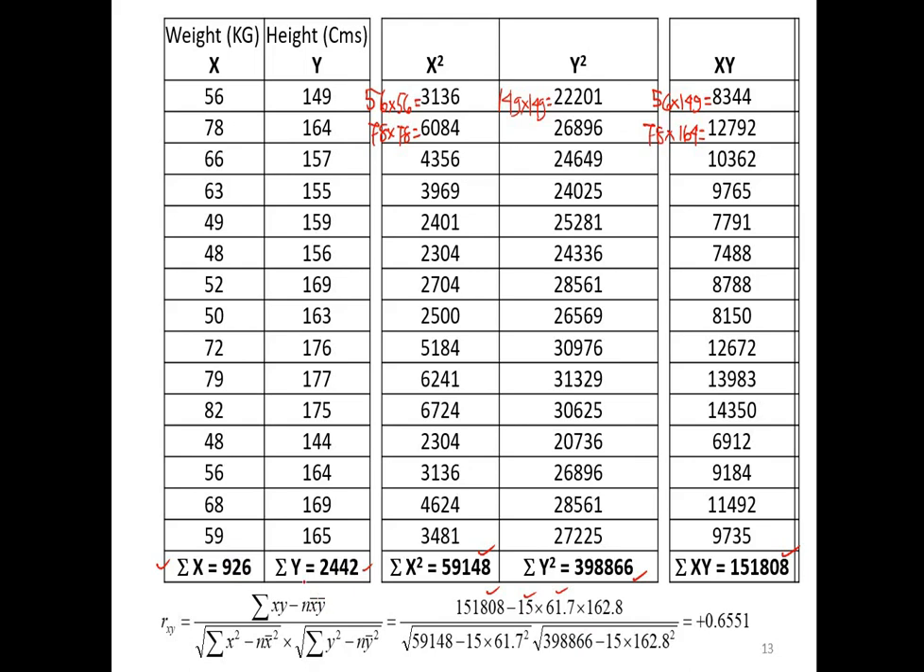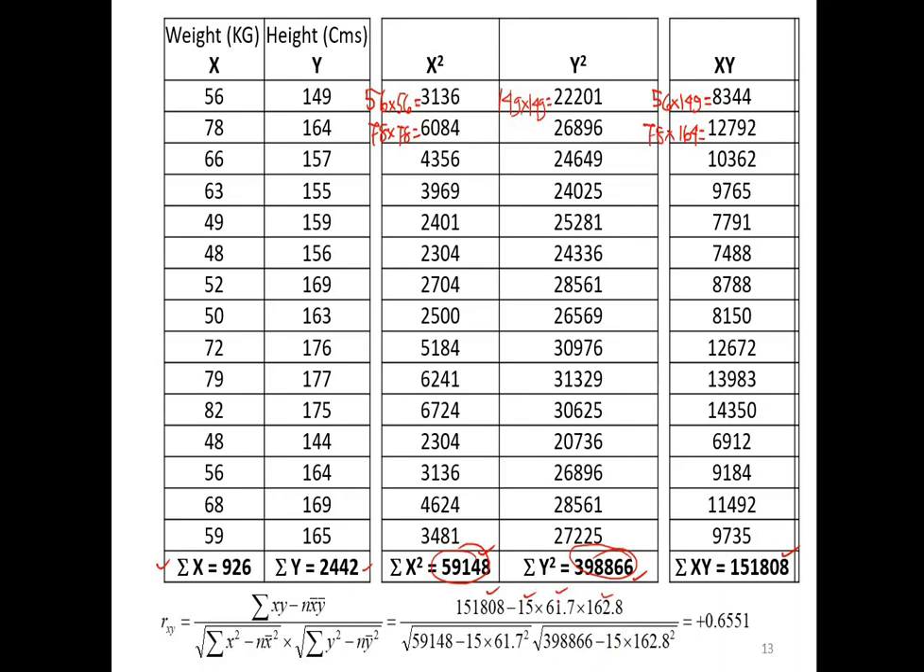Then we require y bar, which is summation y by n, which is 15. So 2442 by 15, that is 162 by 8. So this is y bar. And similarly, summation x square we get from here, summation y square we get from here. X bar and y bar we have already computed, n equal to 15. So we replace these values. Remember that this is x bar square and this is y bar square.